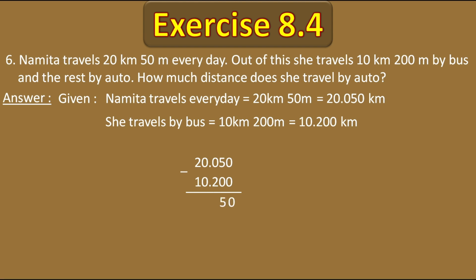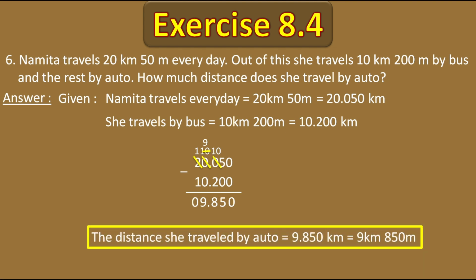Now to subtract this 2 from this 0, we have to take first 1 from this 2 to make this 0 into 10. Now we will make this 10 as 9 and this 0 as 10. So 10 minus 2 is 8. Now 9 minus 0 is 9 and 1 minus 1 is 0. So the distance she traveled by auto is 9.850 kilometer, which is equal to 9 kilometer 850 meter.